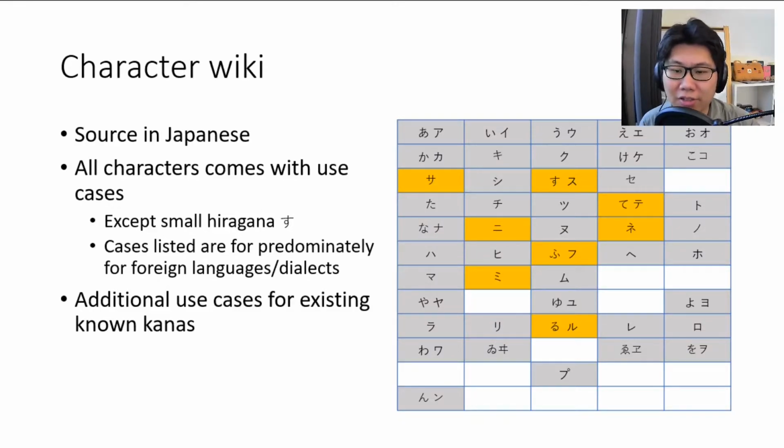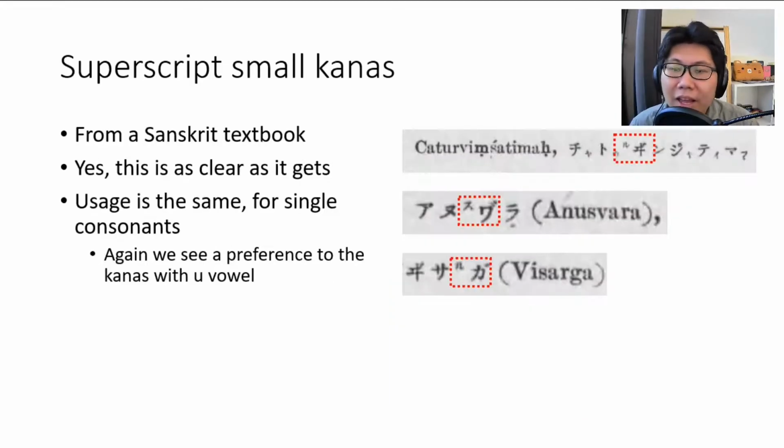All the characters here come with at least one use case, like a book, except for the small hiragana su. Kind of begs the question though, if only one book ever used it, should it even count as a character? And from the same wiki, it also mentions something called Superscript Small Kanas, which, well, it's just written on the upper side instead of the lower side regularly.